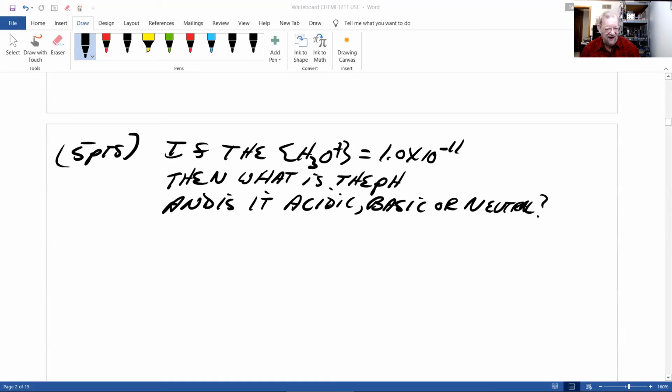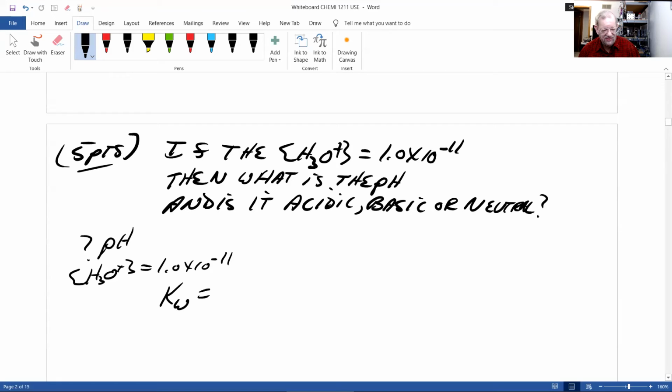So let's look at this problem. 5 points. If the hydronium ion concentration is this number, what is the pH? So the first thing we have to figure out is, what is the pH? We're given this. And now, an important piece of information, you'll be given this.